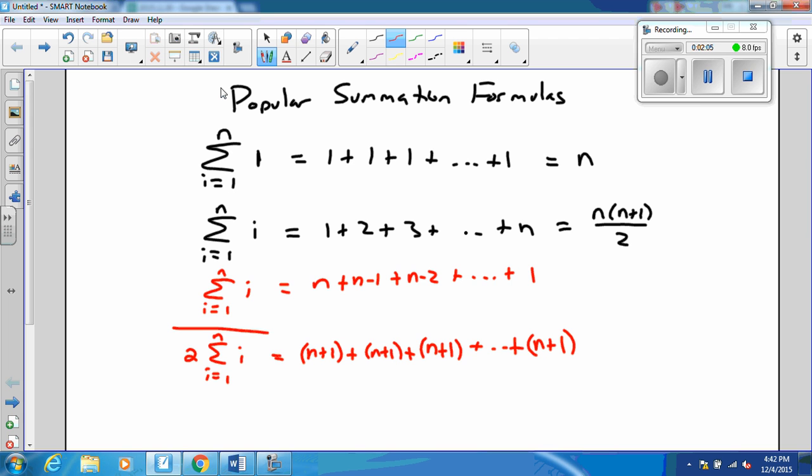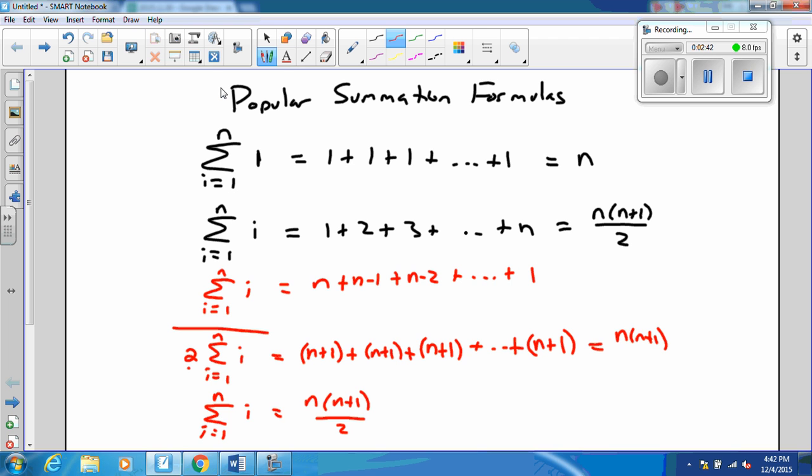And you can see that every single pair of terms must add up to n plus 1, because in the first sum, my terms are going up by 1, and in the second sum, my terms are going down by 1. And so those two effects cancel each other. Well, how many of these n plus 1s do I have? I have exactly n of them. And since n times n plus 1 is equal to 2 times my sum, I can divide both sides by 2, and there's our formula. Ta-da! It's kind of nice.